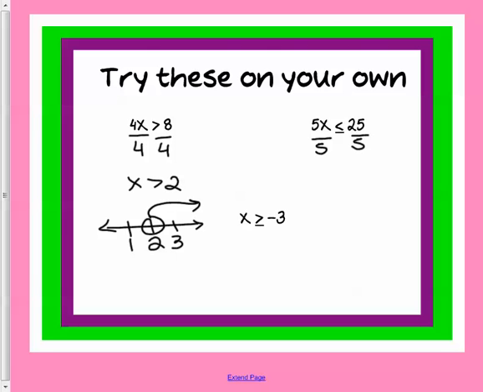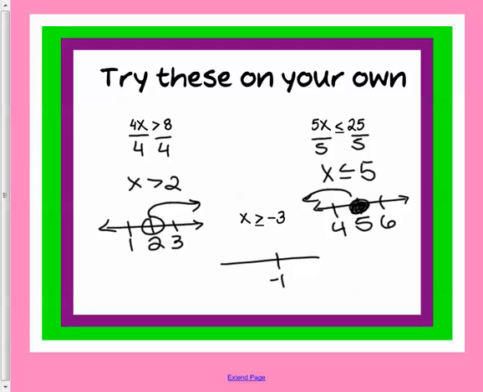Over here, divide by 5. So we get x is less than or equal to 5. So when we graph that, we do less than and equal to, so solid dot, and it goes to the left. This one, x is greater than or equal to -3, so we have 0, -1, -2, -3, -4. And this is going to be a solid dot, but it's greater than, so it goes in this direction.